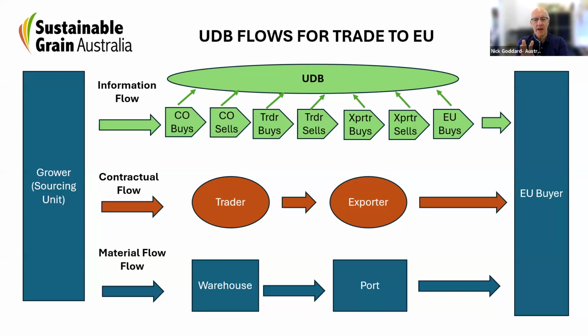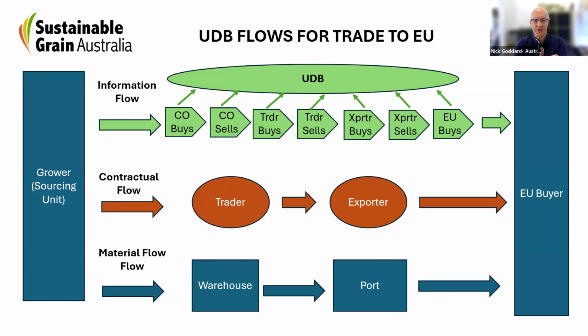What UDB has introduced for the purpose of traceability is an information tracking system that tracks all the transactions in the supply chain from the farm to the end user in Europe. And the central office is deemed to be the first gathering point in this process. So that is us, Sustainable Grain Australia, the first gathering point. We are notionally buying the grain from the grower.